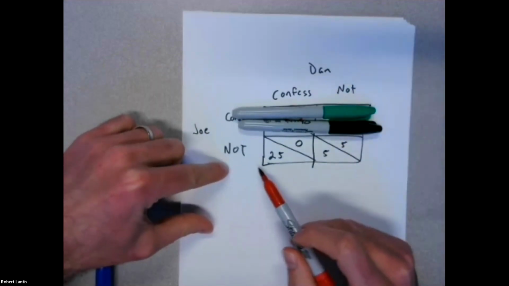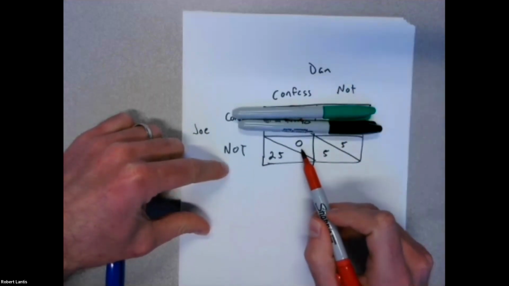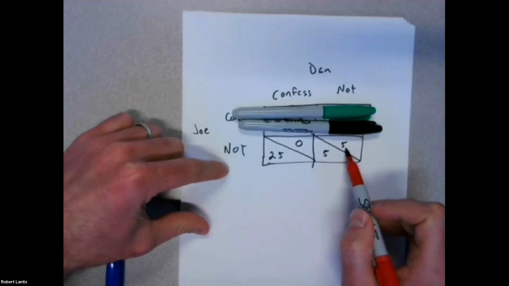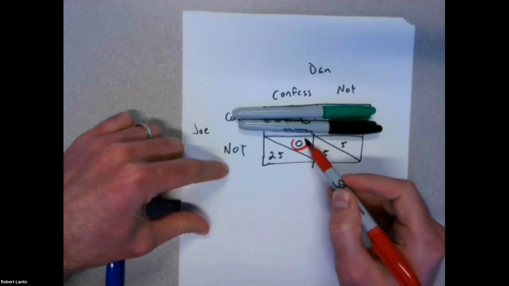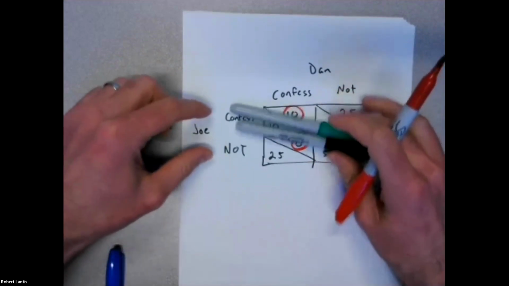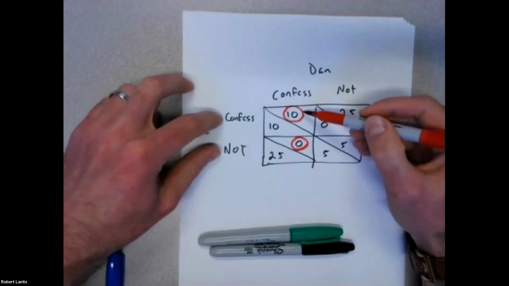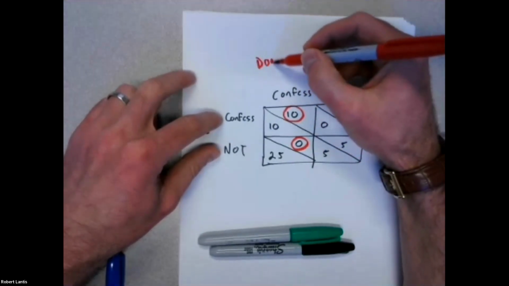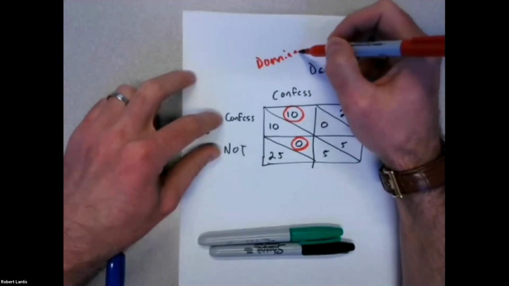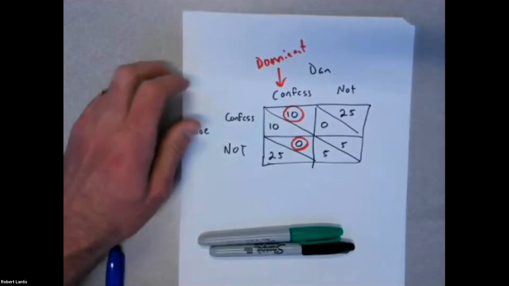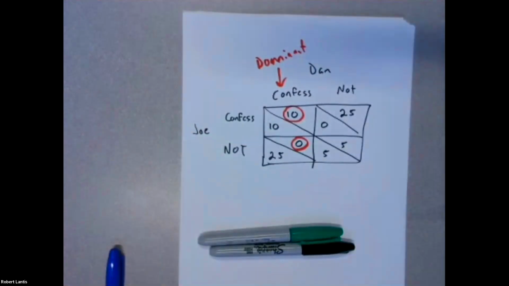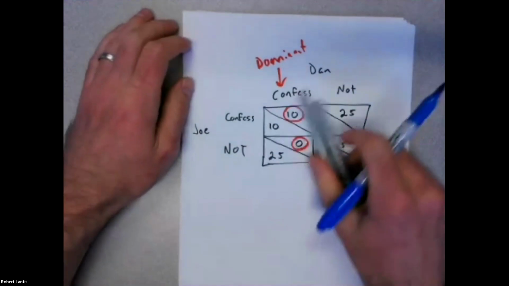If Joe doesn't confess, what should Dan do? Well, if Dan confesses, he gets 0 years in prison. He doesn't confess, he gets 5. Here we would say, regardless of what Joe chooses to do, Dan has a dominant strategy to confess. Right? Now, we can do the same thing and determine what Joe should do.